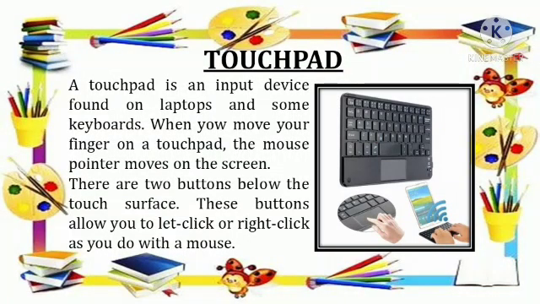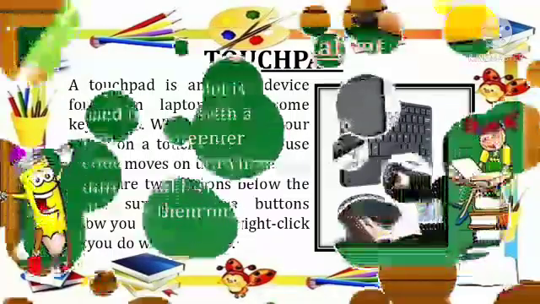When you move your finger on a touchpad, the mouse pointer moves on the screen. For example, when you click with a mouse on the screen, the pointer moves here and there. Also, two buttons are given below the touchpad, one is left button and second is right button. You can click left or right as you do with the mouse.